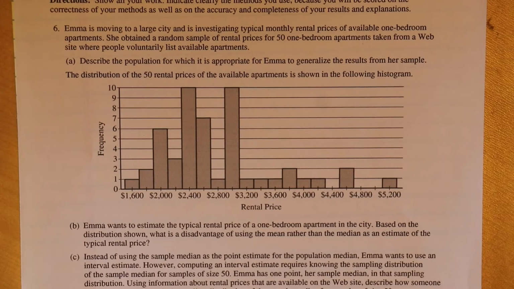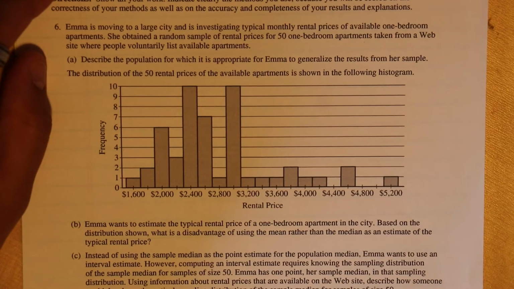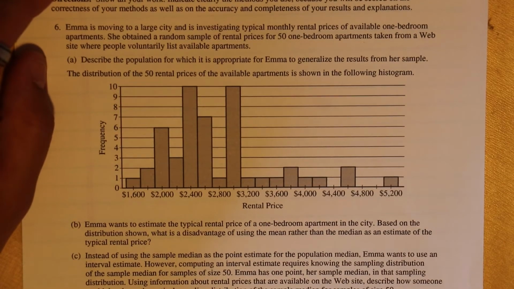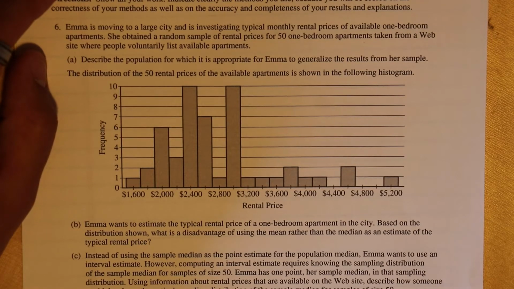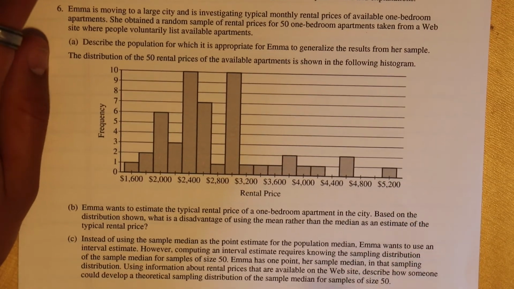All right, part C. Emma is not satisfied with just using a sample median. Emma wants a range of values. Instead of using the sample median as a point estimate for the population median, Emma wants to use an interval estimate. However, computing an interval estimate requires knowing the sampling distribution of the sample median for samples of size 50. Emma has 1 point, her sample median, in that sampling distribution. So if we were to take the median here, that would be her 1 point. That would be her sample median.